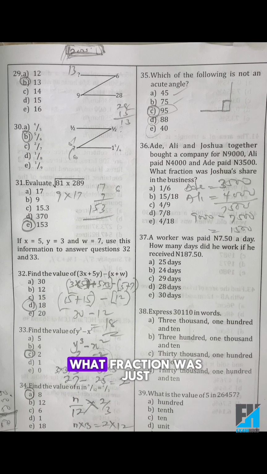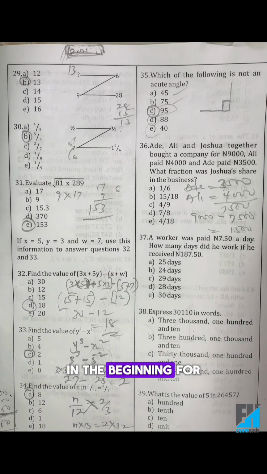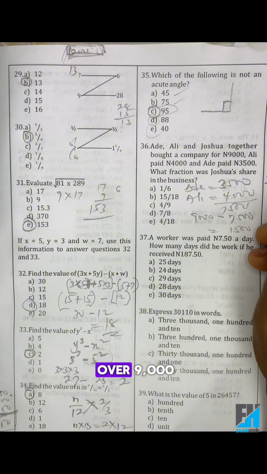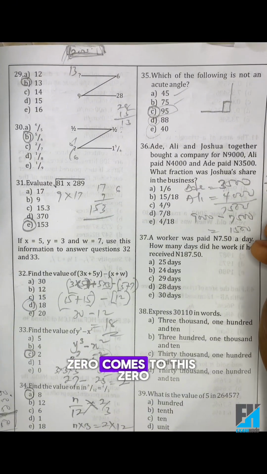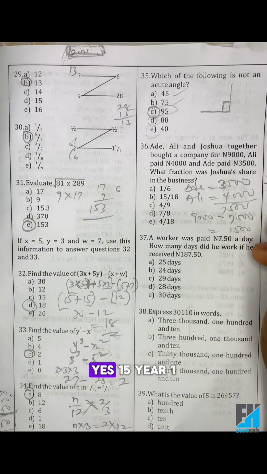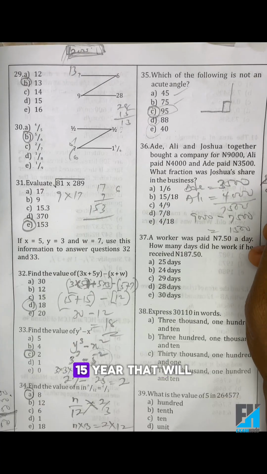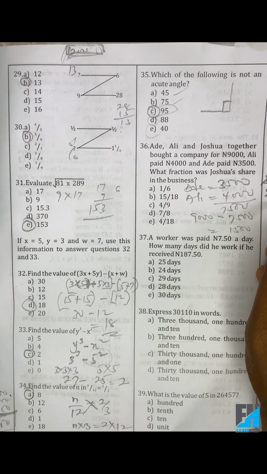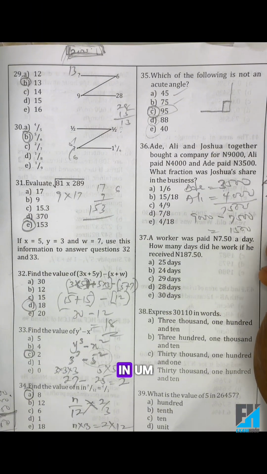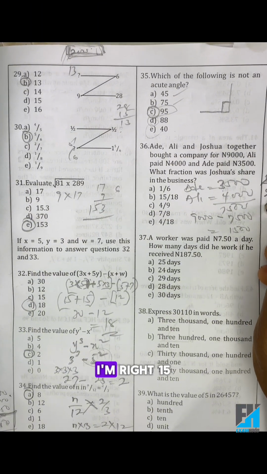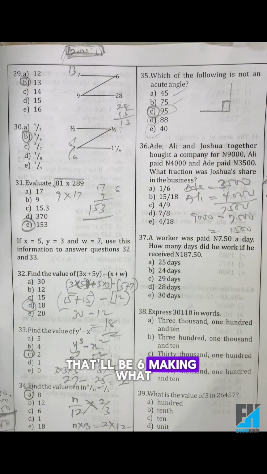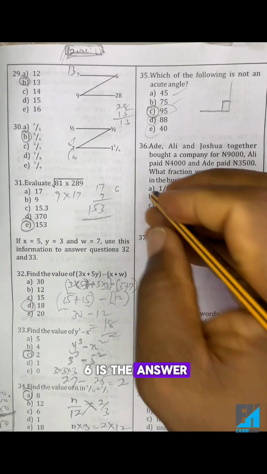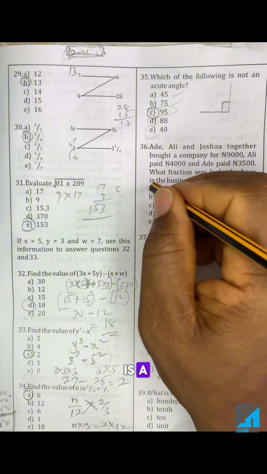So what fraction was Joshua's share in the business? For you to know this share, it's going to be 1,500 over 9,000. 0 cancels 0. 15 here 1, 15 here will be 6. Am I right? Yes, I'm right. 15 that will be 6, making 1 over 6 the answer. That is A.